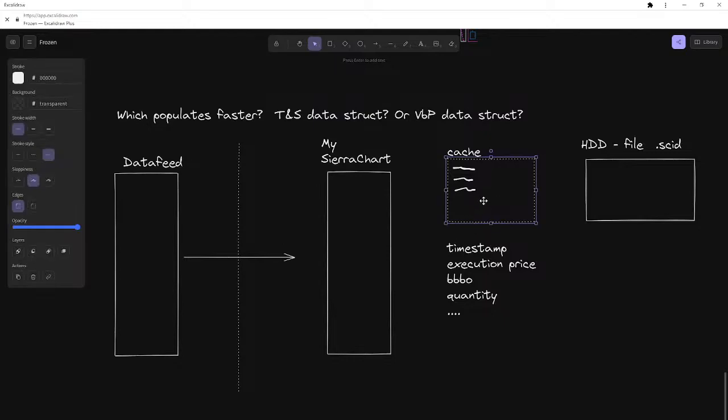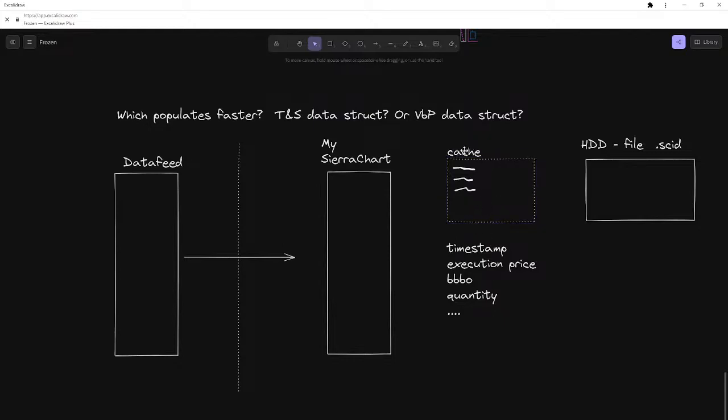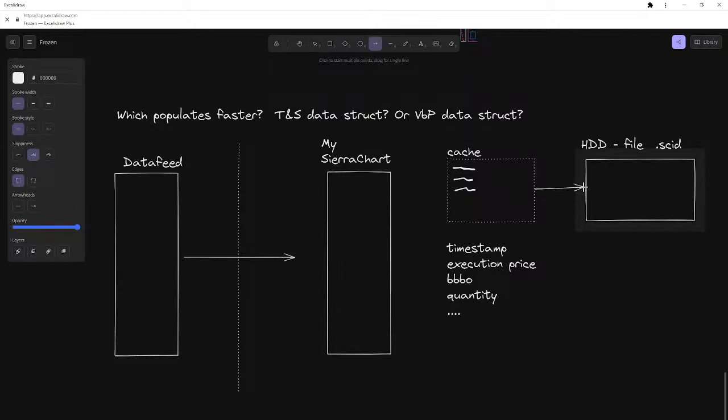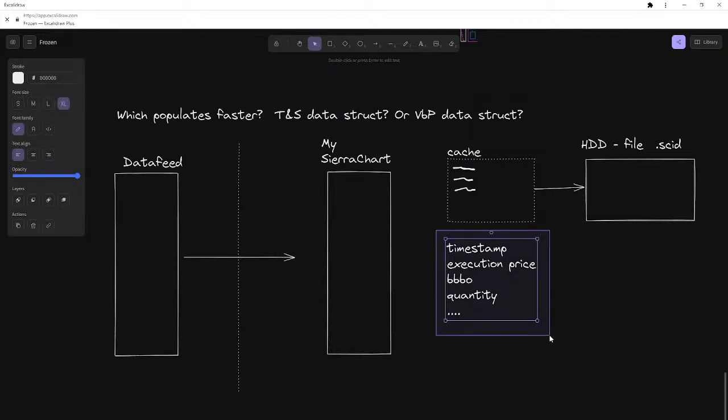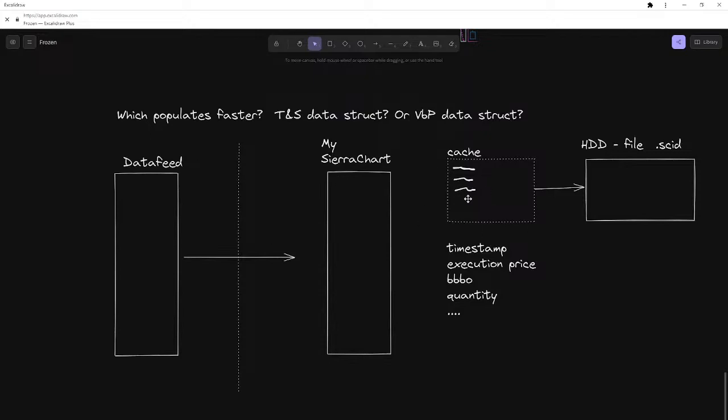At some interval, this cache is flushed out to this SCID file. This does not happen on a per record basis, because that would be inefficient. It would happen at some time interval, probably when the cache is getting full, and we're probably talking milliseconds here, but enough so that not every single execution is getting written to this SCID file.